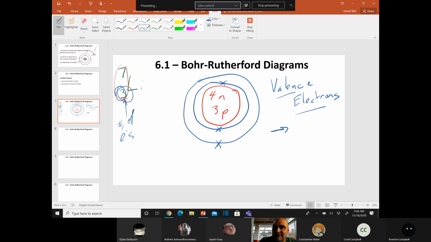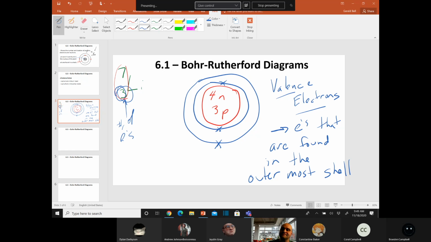So here's the definition for valence electrons. Again, write this down, refer back to it. Valence electrons: electrons that are found in the outermost shell. So the very last shell you drew, all I'm asking is how many electrons are in it. How many electrons are in that outer shell?